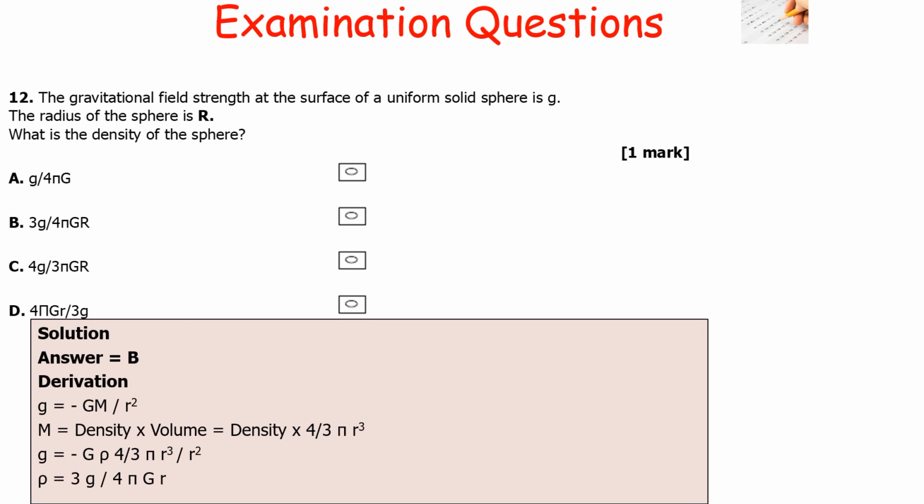Well, our answer is B, because we know that the gravitational field strength from our equation booklet is equal to minus Gm over r squared. We also know that m, the mass, is equal to density times volume. We use this because it asks us to work out density, so we've got to link it into density somehow.